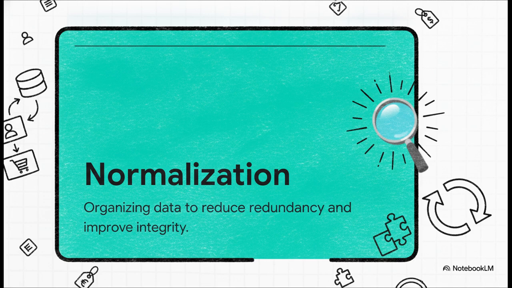Now, the absolute most important part of this blueprint phase is something called normalization. Simply put, this means organizing our data to reduce redundancy and improve integrity. Basically, we want to make sure we aren't storing the exact same piece of information in 5 different places. Doing this keeps the whole database incredibly efficient and totally accurate.